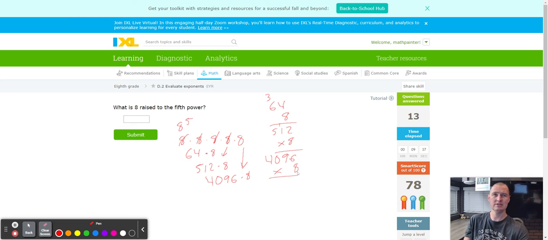So 6 times 8 is 48. Carry the 4. 8 times 9 is 72 plus 4. 73, 74, 75, 76. Carry the 7. 8 times 0 is 0. Oh, we got a break on that one. Bring down the 7. And 8 times 4 is going to be 32. So it looks like we got 32,768.